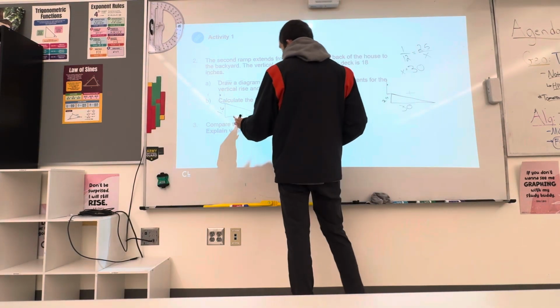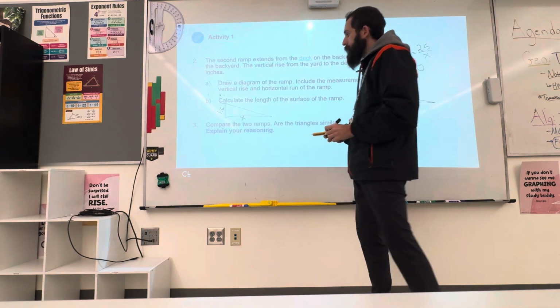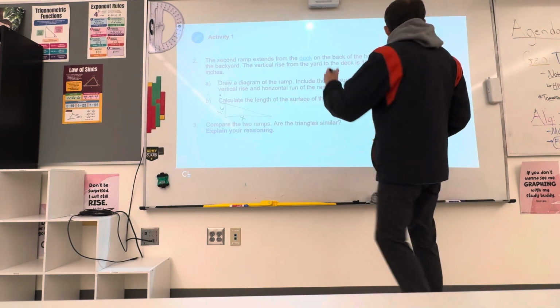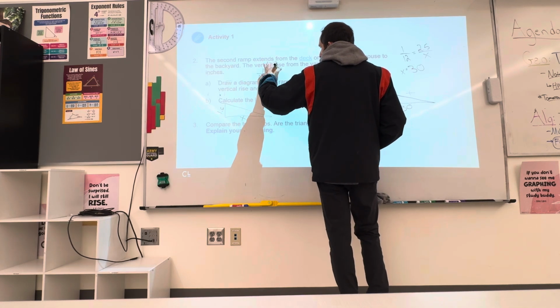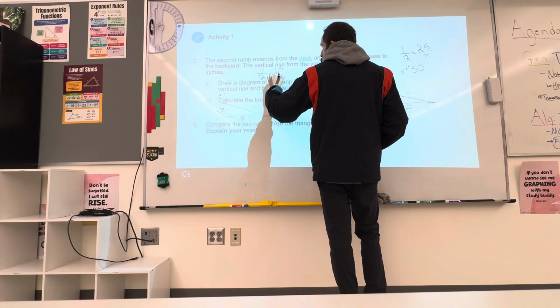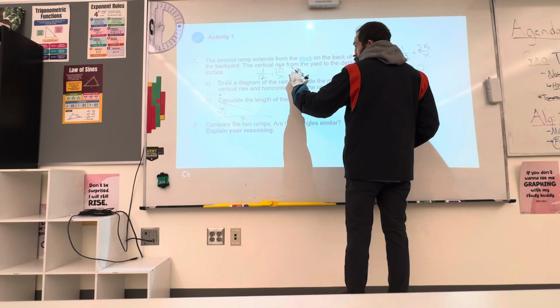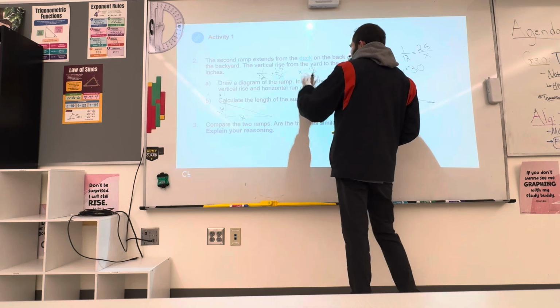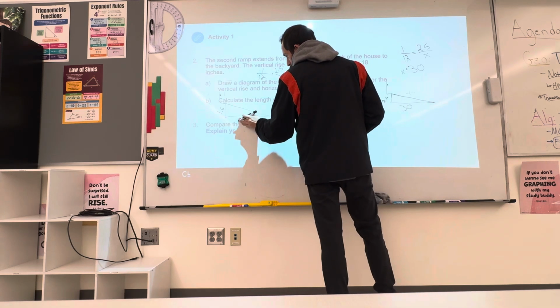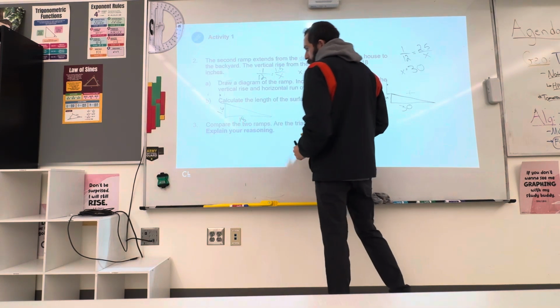Let's find that run. Let's set it up again the same way. 1 over 12 equals 1.5 over x. 1 times x is 1x, or just x, equals 12 times 1.5, which is 18. So this ramp is 18 feet as a run.